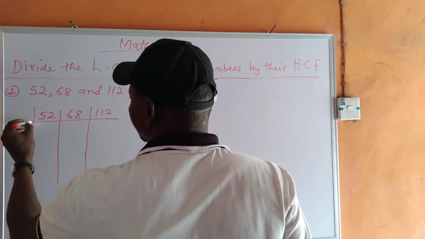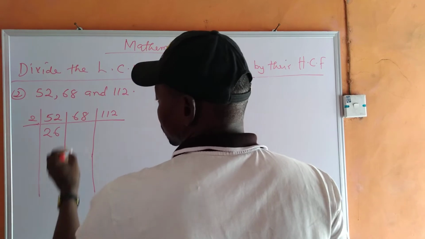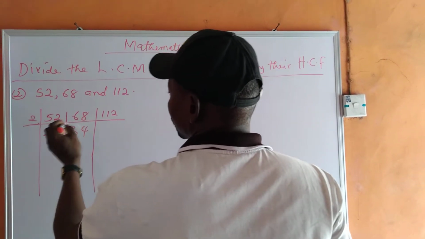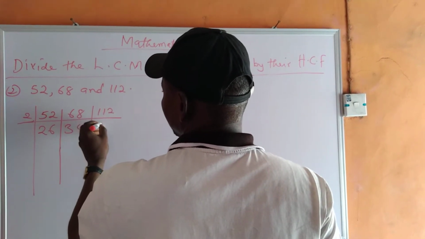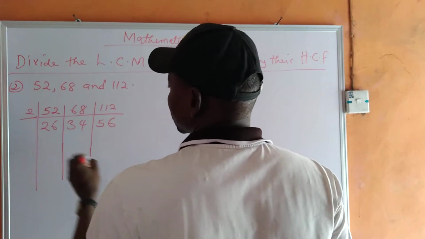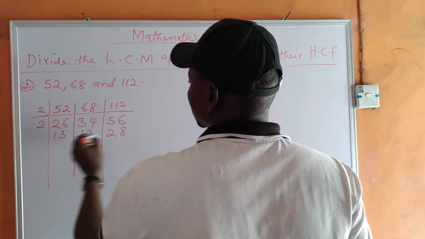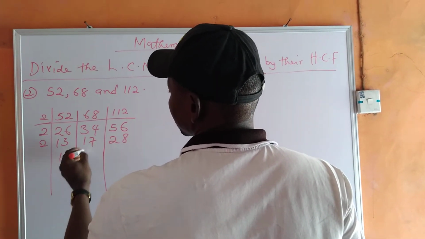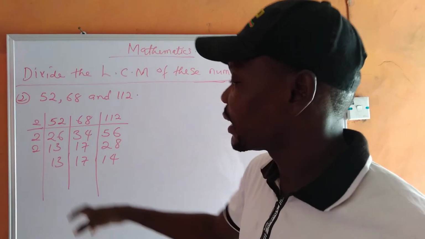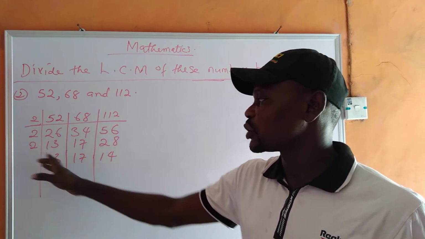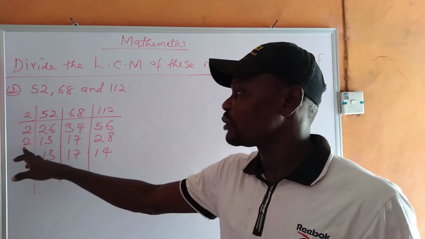Dividing through by 2: 2 in 52 we have 26, 2 in 68 we have 34, 2 in 112 we have 56. 2 again: 13, 17, 28. 2 again: 13, 17, and 14. So don't be surprised when I write 13 here or 17 here. It was because 2 cannot divide them, and we still have 28 which 2 can divide. That is why we are using our 2.